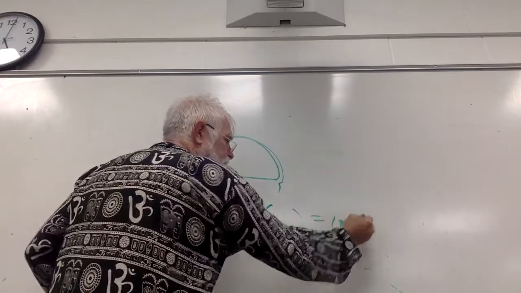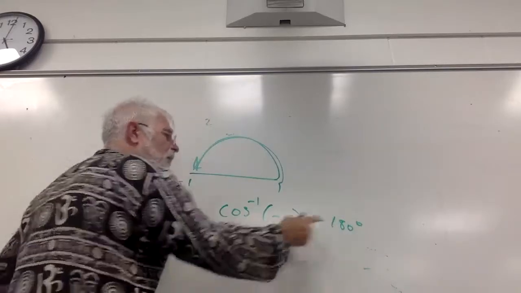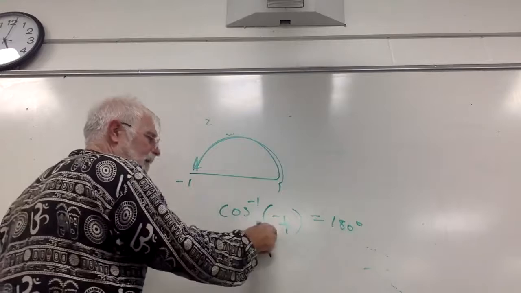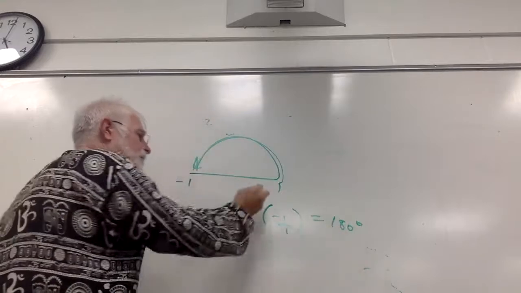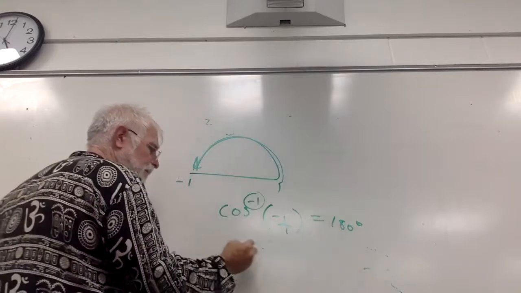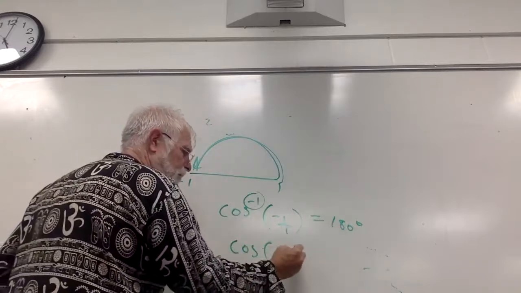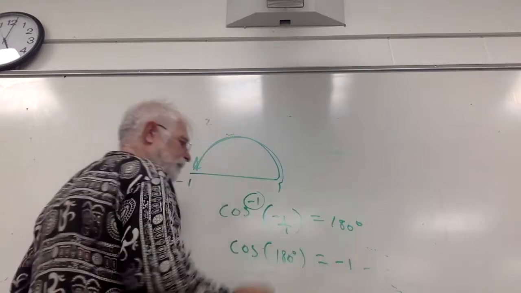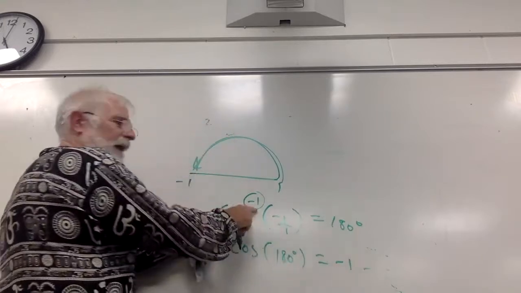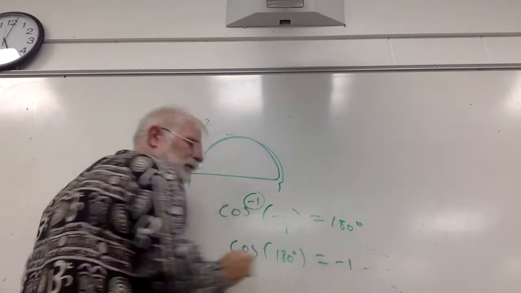180 degrees. I give you a ratio. You give me an angle, because we're doing the inverse of the cosine of 180 degrees, which is -1. That's angle to ratio. This language system is ratio to angle.